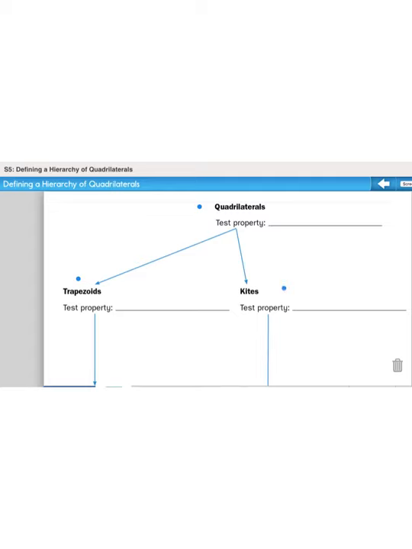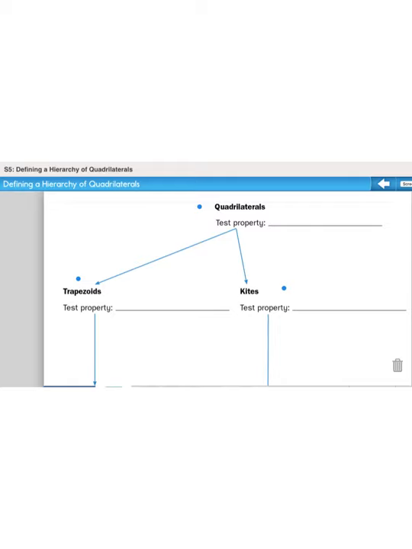This hierarchy is called a branched hierarchy. When a category has more than one subcategory, mathematicians use branches to show the subcategories. For example, the hierarchy shows two subcategories for quadrilaterals, trapezoids and kites. Name another category on the quadrilateral hierarchy that has two subcategories. The parallelogram category has two subcategories, rectangles and rhombuses.